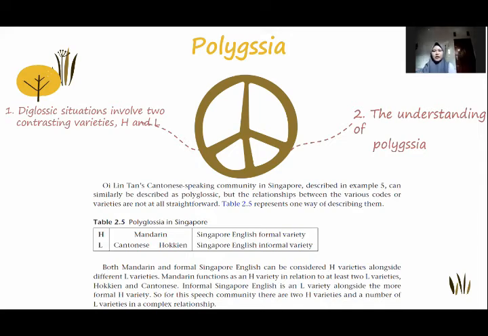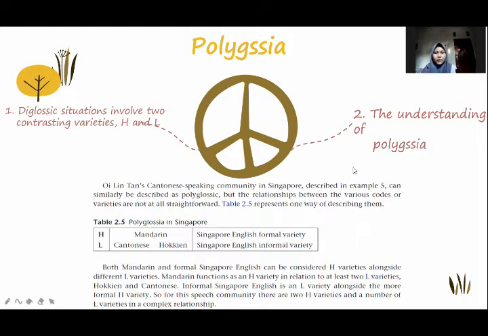We can see on the screen, Oi Lin Tan's Cantonese-speaking community in Singapore described in example 5 can similarly be described as polyglossic, but the relationships between the various codes or varieties are not all straightforward. Table 2.5 represents one way of describing them. Mandarin is H, as is Singapore English formal variety, and Cantonese and Hokkien are L, as is Singapore English informal variety.